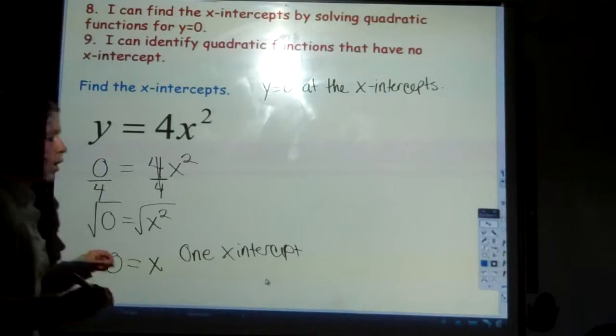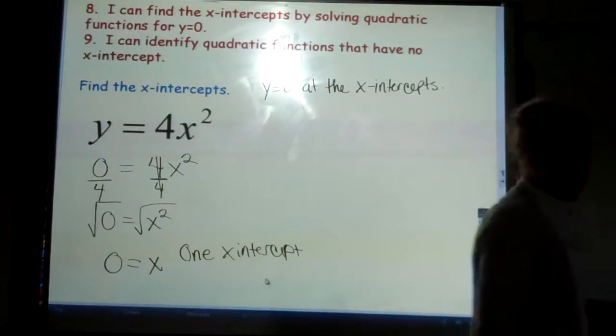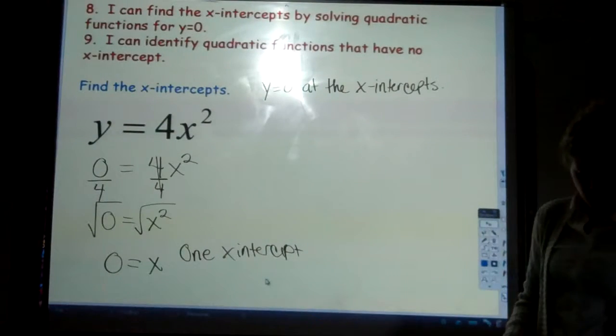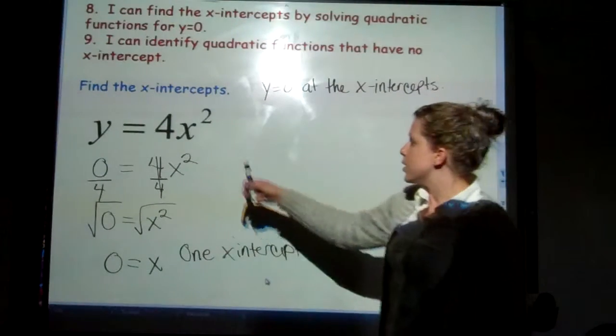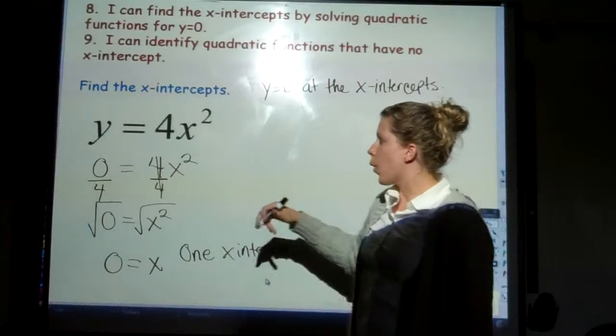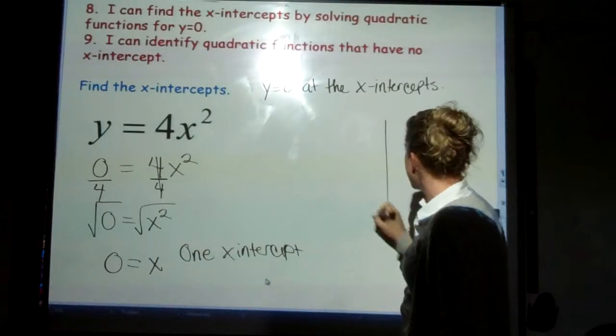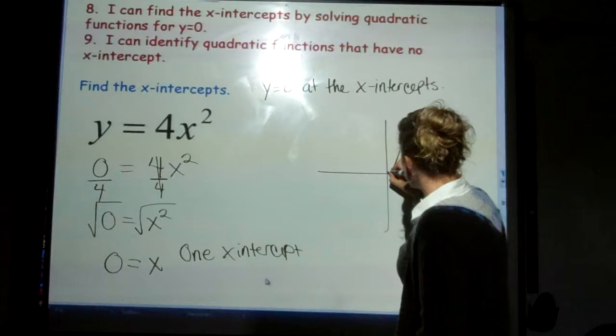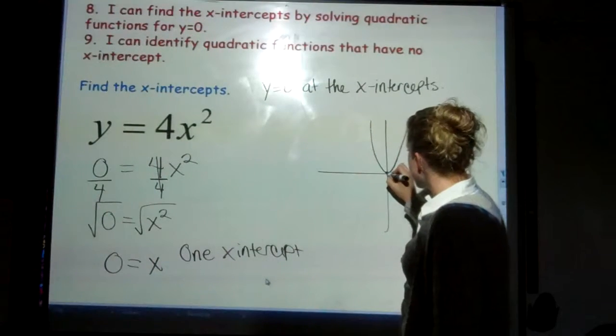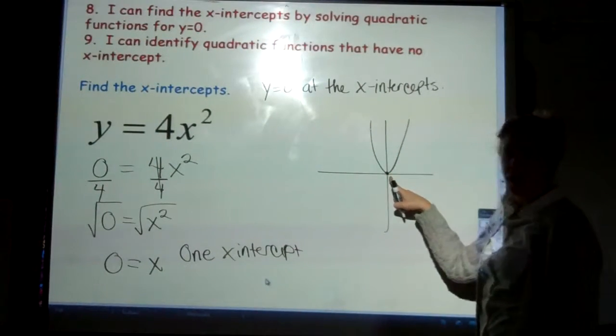It's only at 0. Now, you can double check this by putting in your graphing calculator y equals 4x squared. Because this a is 4, that means it's going to be a narrow graph. The graph looks something like this. And you can see that it's touching the x-axis right there at x equals 0.